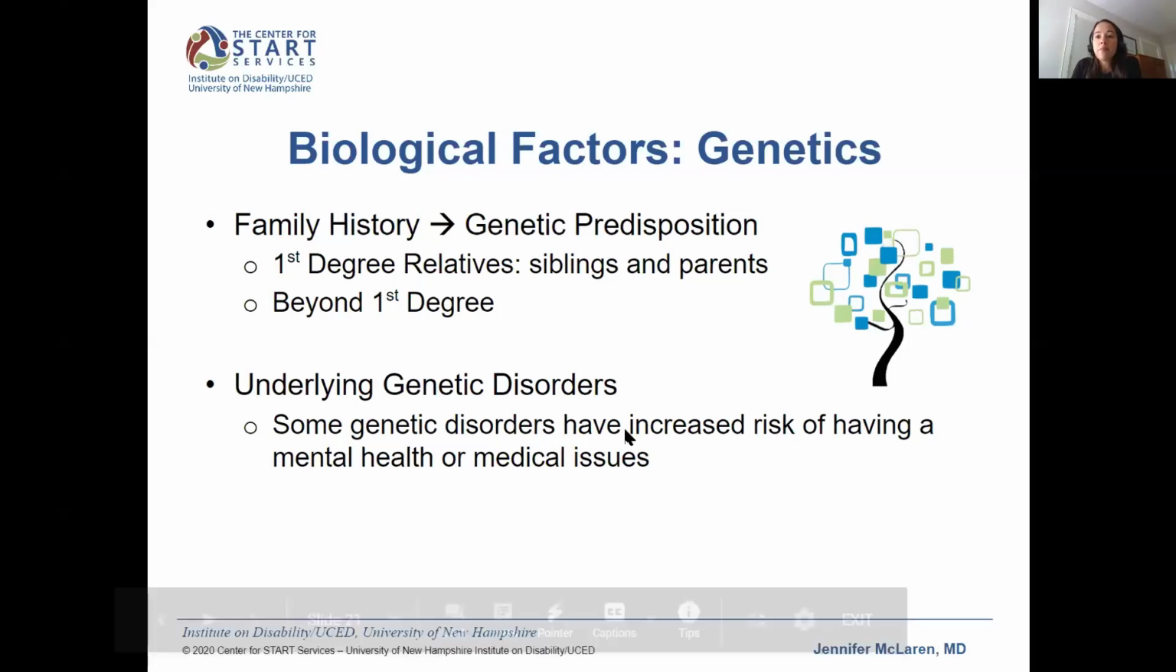So the G in my new mnemonic of PGPM is genetics. You want to think about family history. We know that if there is a family history of mental health issues, individuals in the family are then more predisposed to develop those mental health issues. So we always start with a history of first-degree relatives, siblings and parents, and then get a history beyond those first-degree relatives. You also want to think about the underlying genetic disorders. Some genetic disorders have an increased risk of co-occurring mental health or medical issues, and we'll talk about some of those.